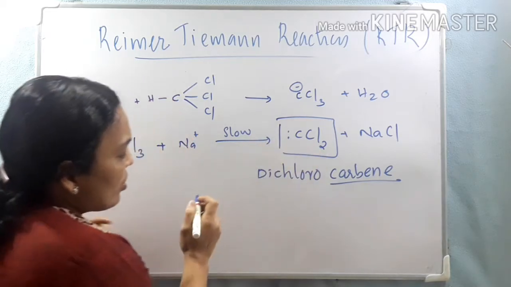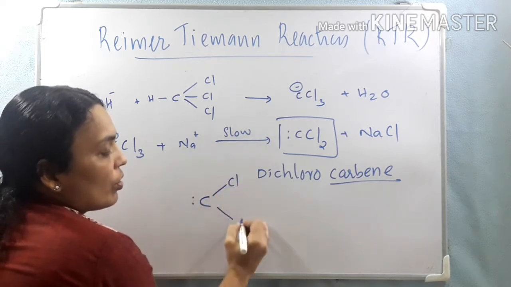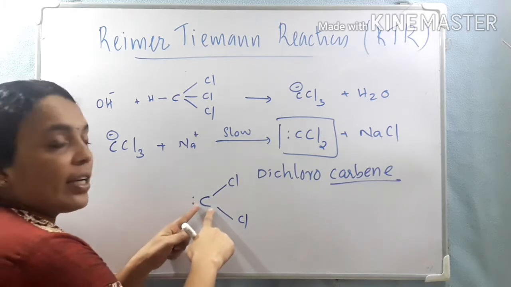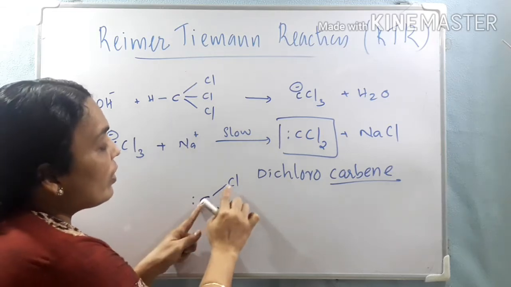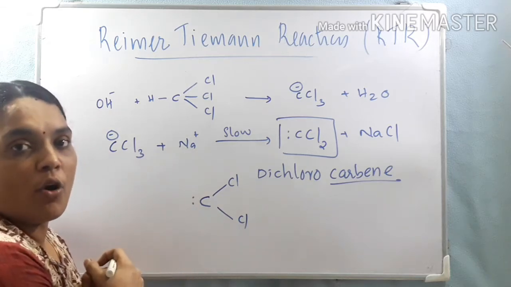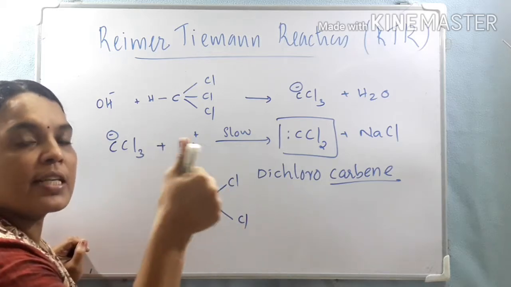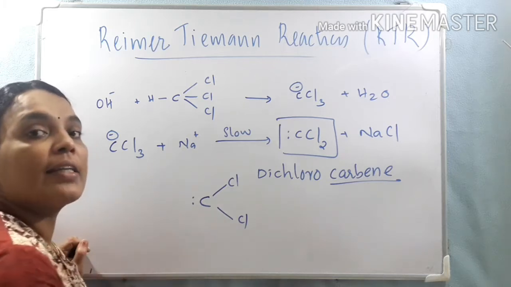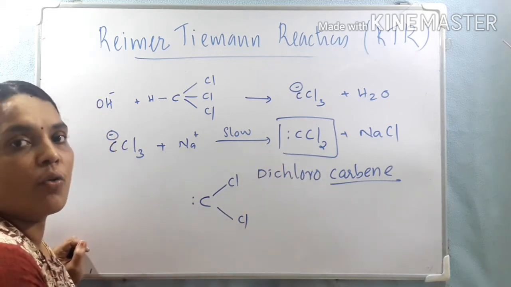Look here, in the case of dichlorocarbene, there is a lone pair and two bonds. In the carbon atom there are 4 unpaired electrons. Out of the 4 unpaired electrons, 2 are bonded with chlorine atoms, and the remaining 2 are considered a lone pair. So how many electrons are present around the carbon atom? 6 electrons. That means it is electron deficient, so it acts as an electrophile. Dichlorocarbene is acting as an electrophile.